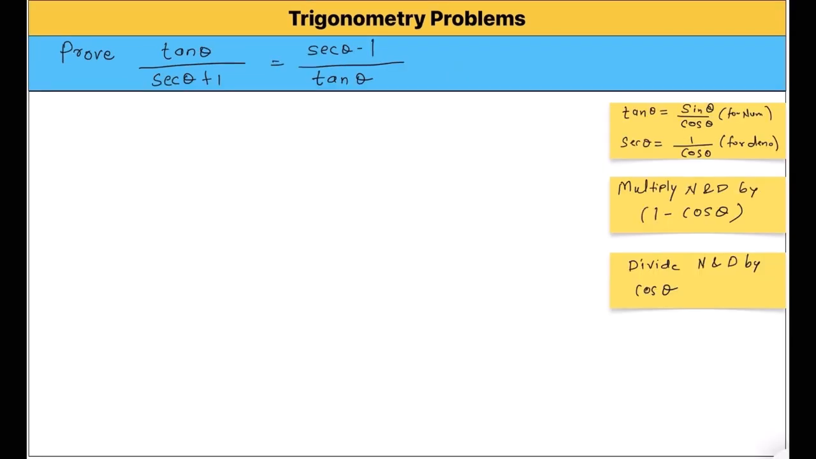For the next problem, I will give you hints. You try to solve it on your own. Otherwise, the solution would be provided. But I highly recommend try to solve it on your own.